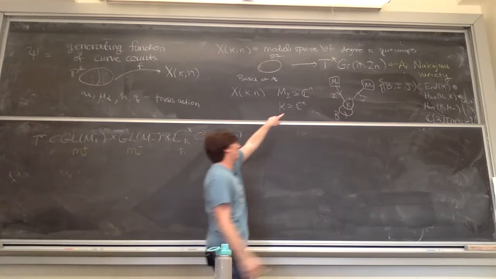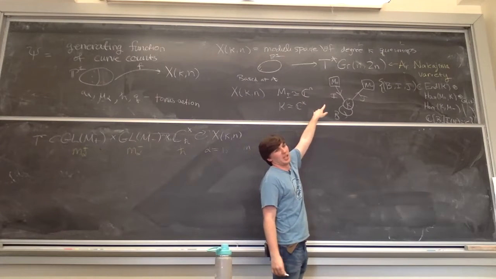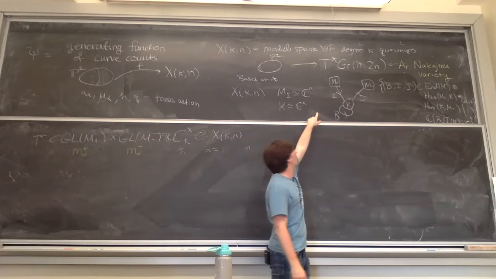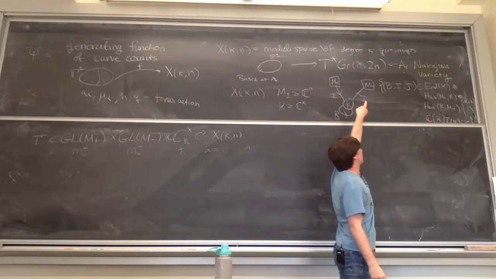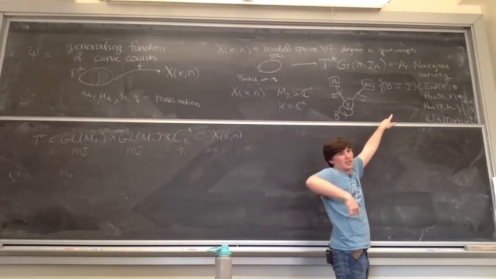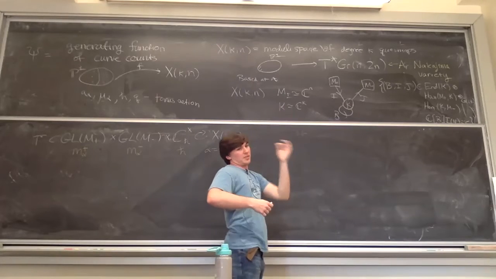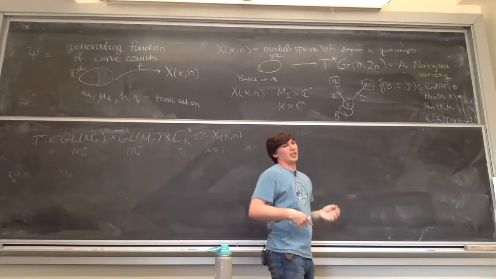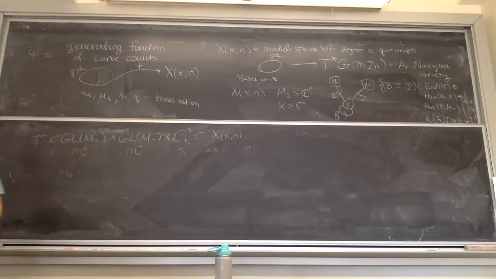Yeah, just by natural action here, because it's a vector space. Just GLN. But the Grassmannian has GL2n action. Okay. Now, if I fix a base point, the action preserving that point is GLN times GLN. And so that's this.